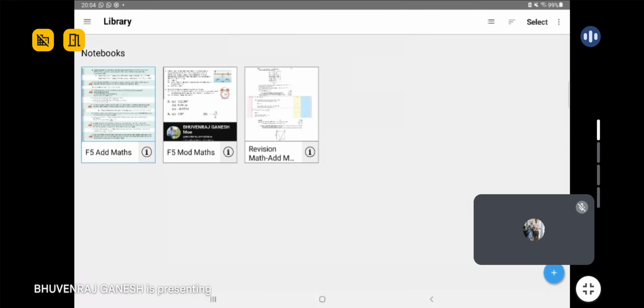Can you all see the screen, guys? Boleh nampak screen? Okay.